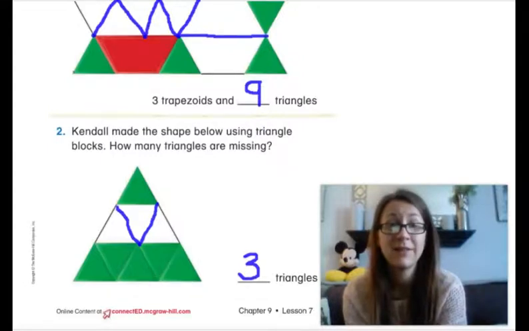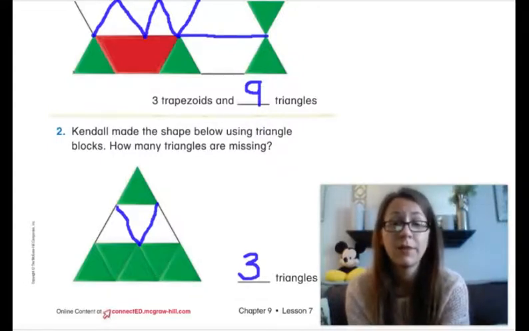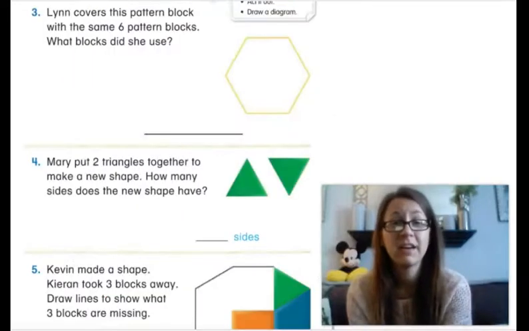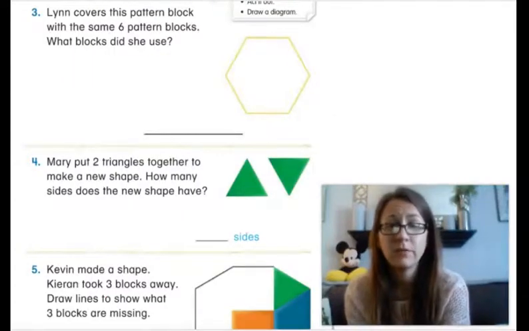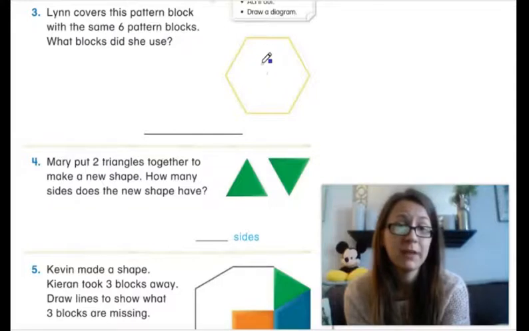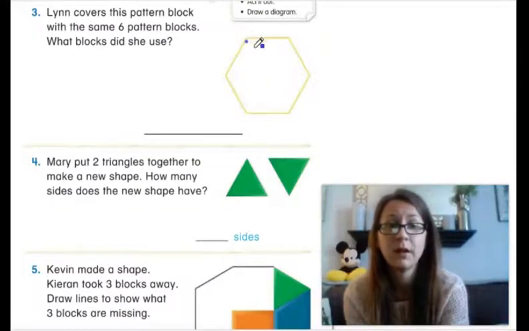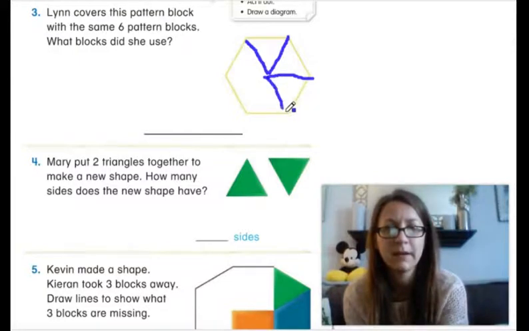Now we're going to go on to the next page and we'll go over 3, 4, and 5. Okay, here is number 3. Number 3, you had to use the same 6 pattern blocks to fill in this hexagon. So the shape that you should have used is the triangle. So if you look here, I am just filling in as best as I can. My lines aren't going to be perfect, but I'm putting in 6 triangles here. Okay, so 1, 2, 3, 4, 5, 6.